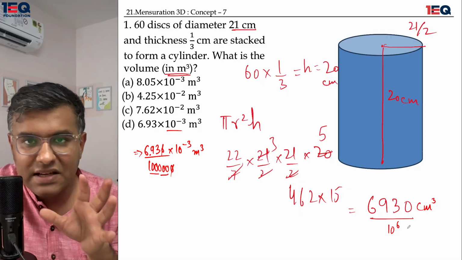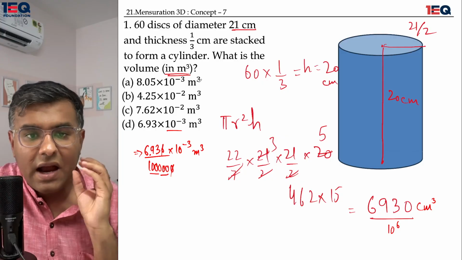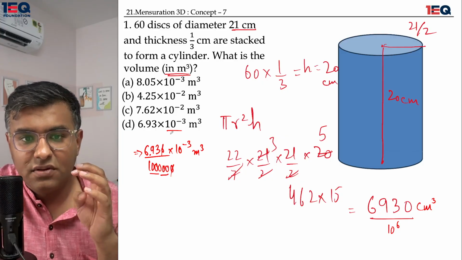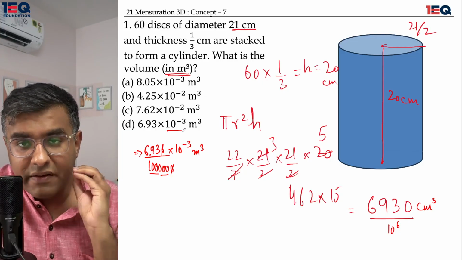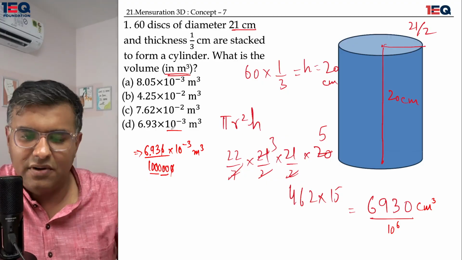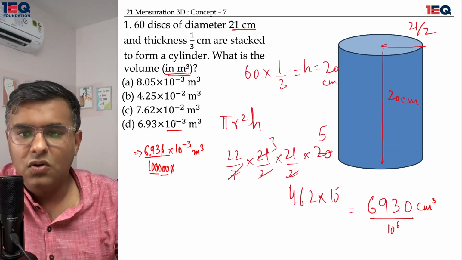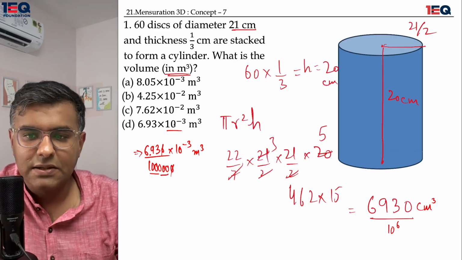Achieving 6.93 from 6930 was not difficult. But had there been a question where they would have changed all the powers of 10, that would have become a little difficult, very little difficult. Okay, so I'll be moving on to the next question.